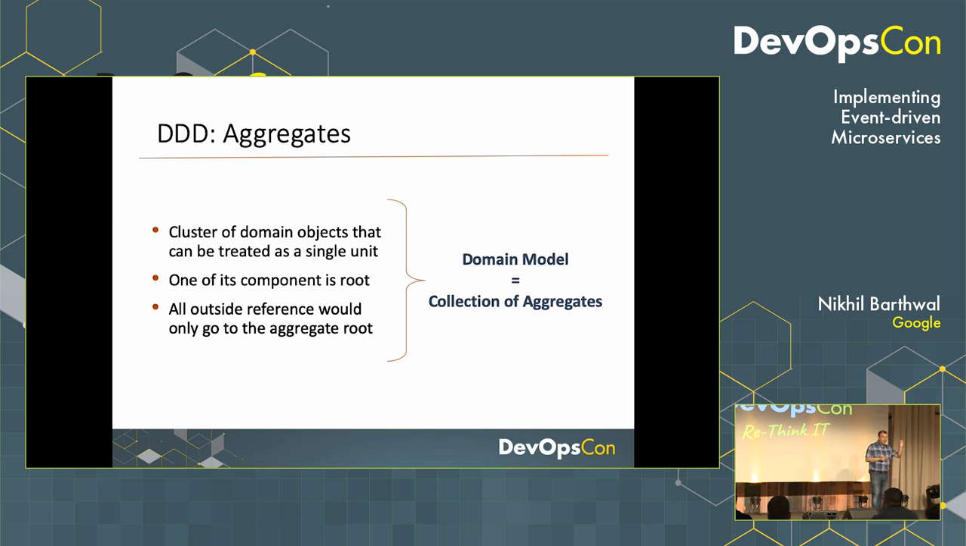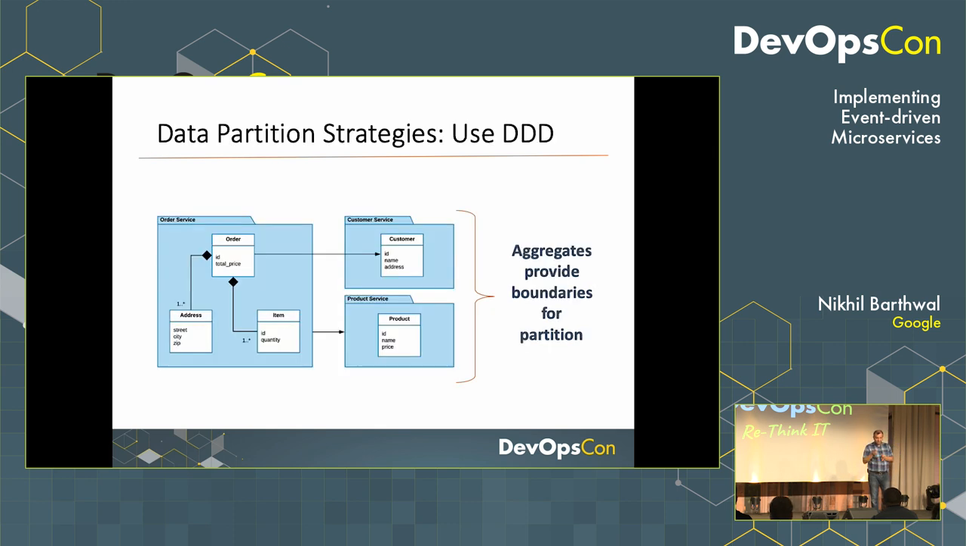And this order has a unique ID, my order ID internally in the system. So that's an example of an aggregate. And then what you can think about is your actual physical domain model is basically a collection of aggregates. So why are aggregates so important in designing microservices? The reason is aggregates basically give you a boundary or a way for partitioning your system.